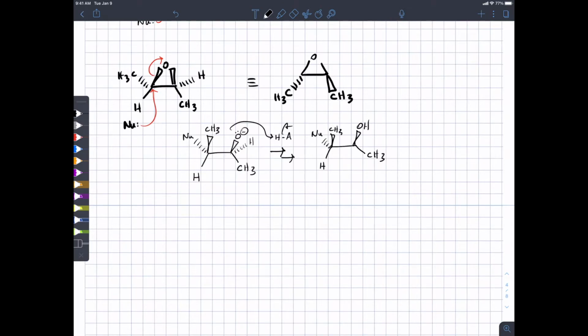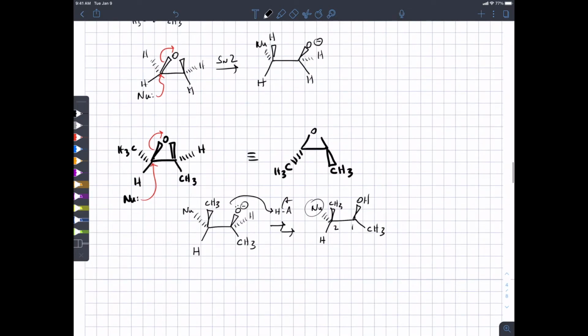So look out for products that have an alcohol and then something that could have been a nucleophile on adjacent carbons. Look for that 1-2 substitution pattern, because that'll give you a clue as to whether or not you could have made that thing from an epoxide.